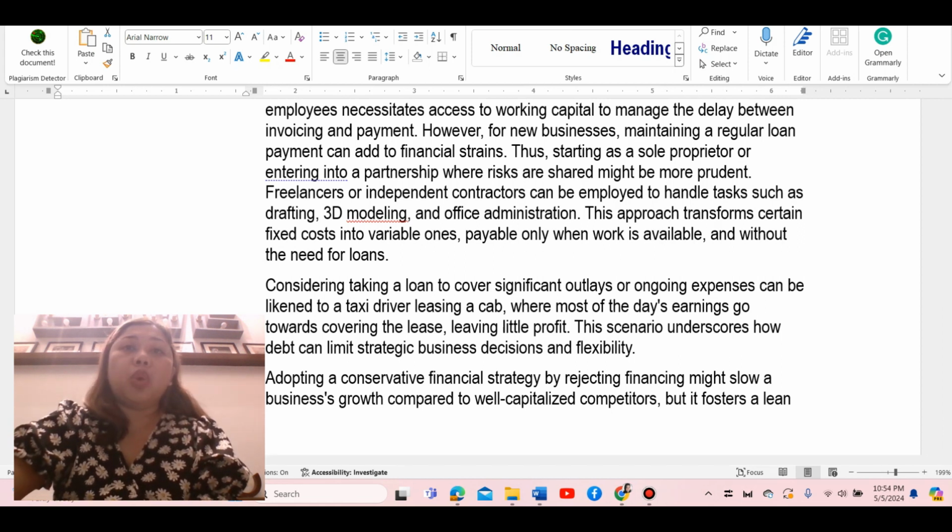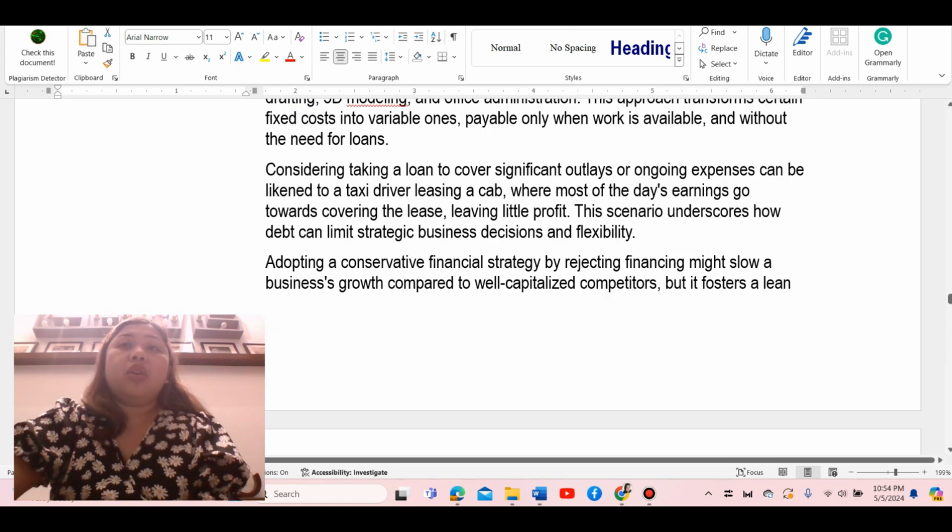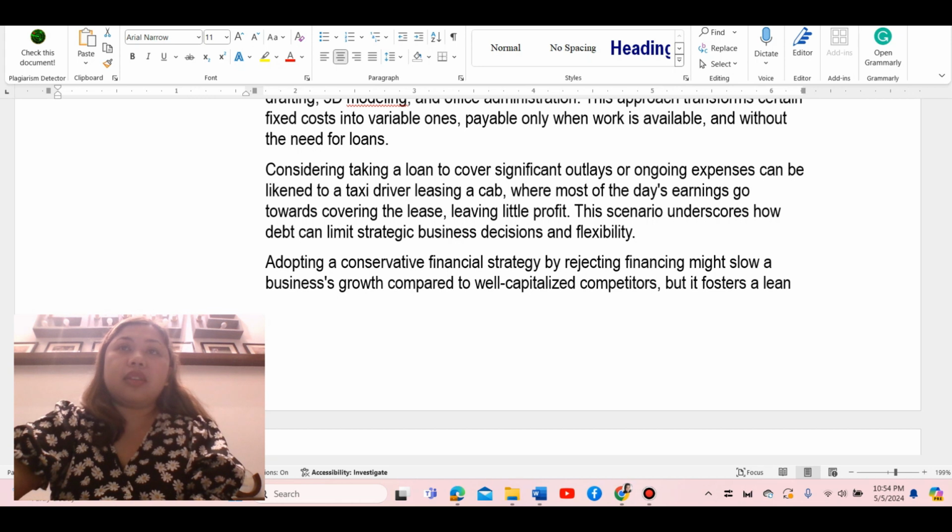Considering taking a loan to cover significant outlays or ongoing expenses can be likened to a taxi driver leasing a cab, where most of the day's earnings go towards covering the lease, leaving a little profit. This scenario underscores how debt can limit strategic business decisions and flexibility.